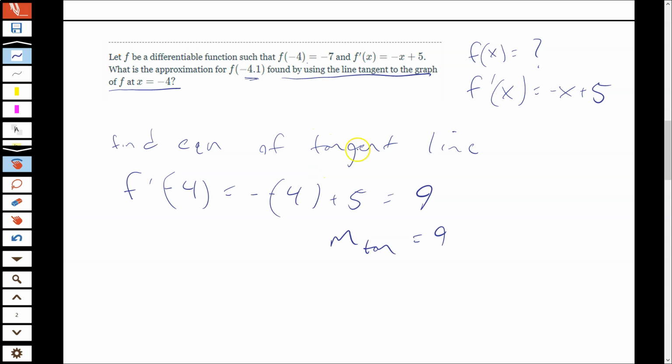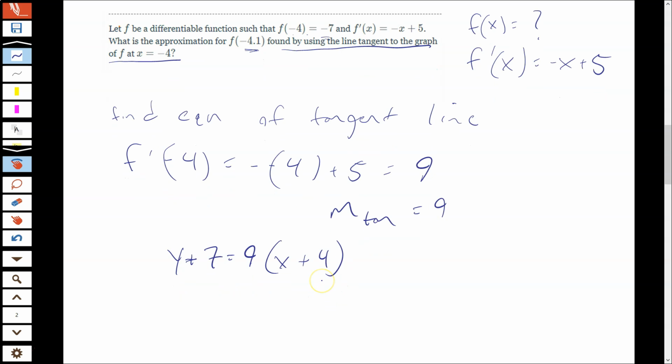Okay, so we have our tangent line, and I'm going to use point slope form, so y minus y1. y1 is up here, right? So y minus negative 7 becomes y plus 7 equals 9 times x minus a negative 4 becomes x plus 4. Okay, so this is my tangent line. So this is the equation of the tangent line.